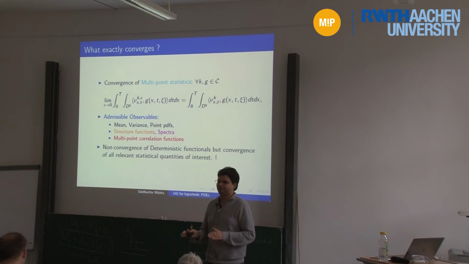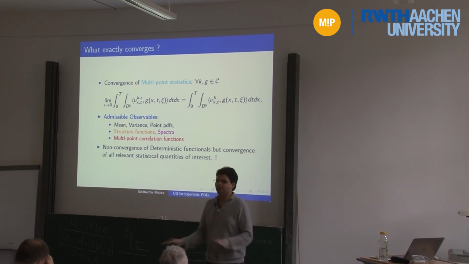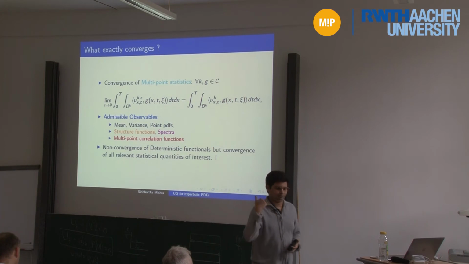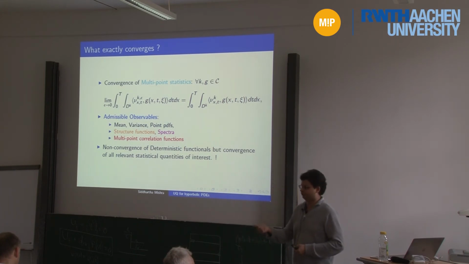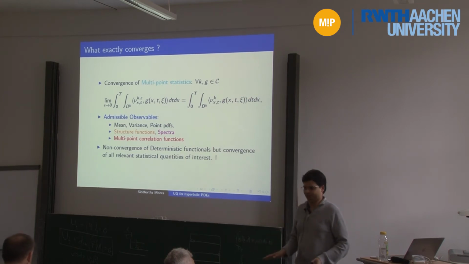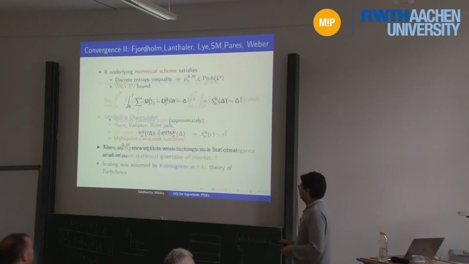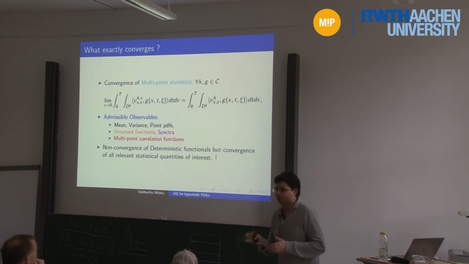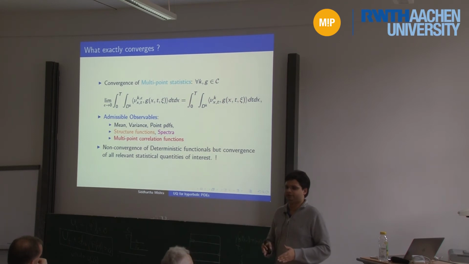So there is a massive difference when you look at it deterministically versus statistically. Any quantity that is reasonable within the bounds of the system is going to converge. Spectra are going to converge, structure functions are going to converge, mean, variance, PDFs, joint PDFs, all of these quantities are going to converge. So there is a convergence theory, it works, it's mathematically rather detailed, but the bottom line, the results that you get out of it are really striking given the non-convergence.